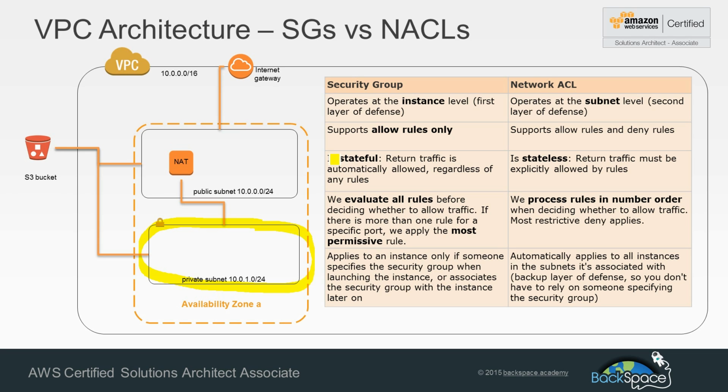A security group applies to an instance only if someone specifies a security group when launching that instance, or associates a security group with the instance later on. In contrast, a network ACL automatically applies to all instances located in the subnet it's associated with. It's a backup layer of defense, so you don't have to rely on someone specifying a security group. So any instance that is launched within this private subnet here will be associated with the network ACL for that private subnet.